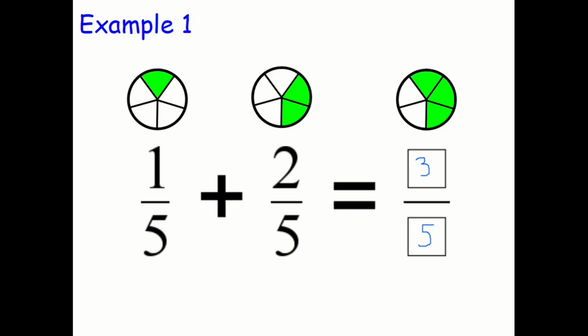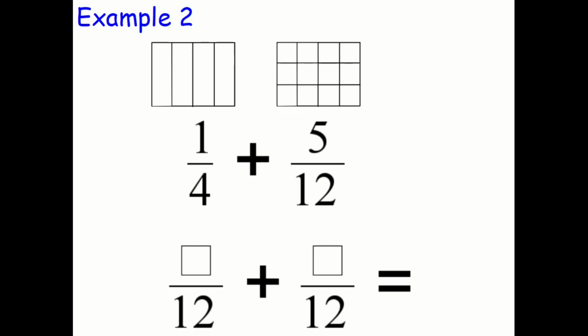In this video we're going to look at fractions where the denominators, the number on the bottom, are not the same. So let's have a look at example number 2. We've got 1/4 plus 5/12. I just want to have a look at what that looks like using a diagram. So I'm going to shade in 1/4 of this diagram, and I'm going to shade in 5/12. Okay, so I can see it using a picture.